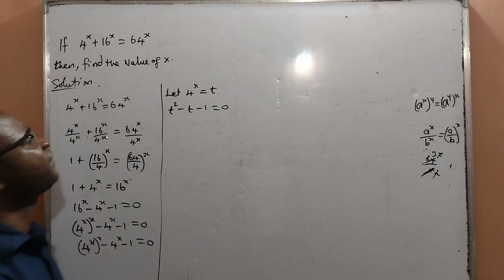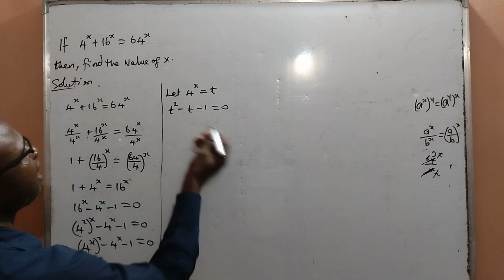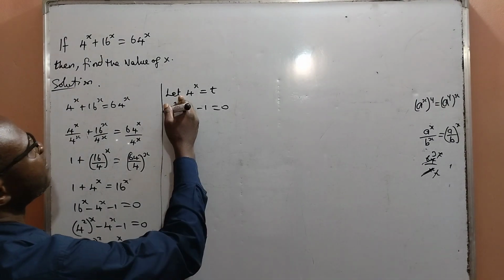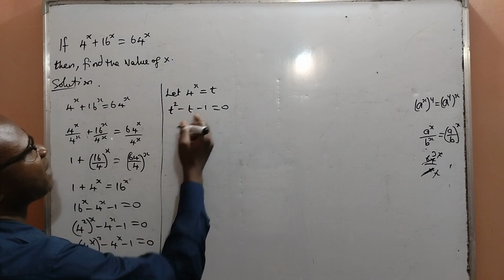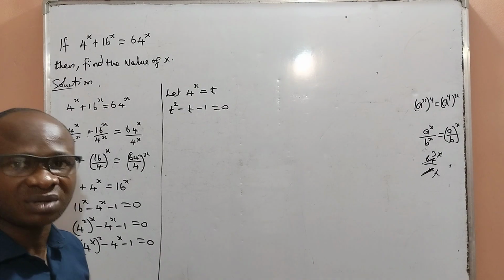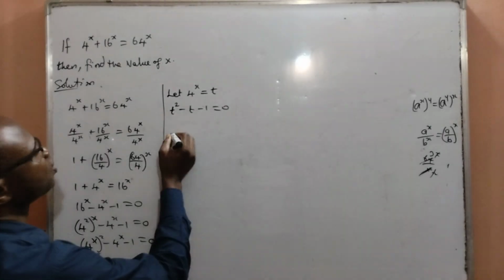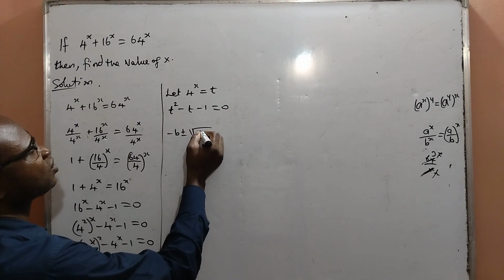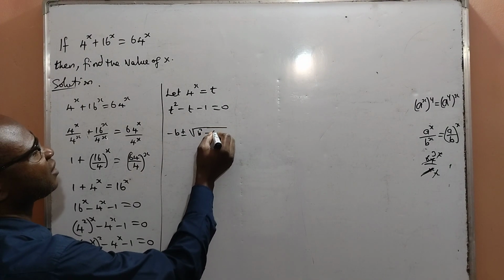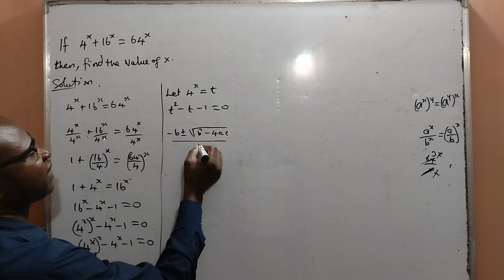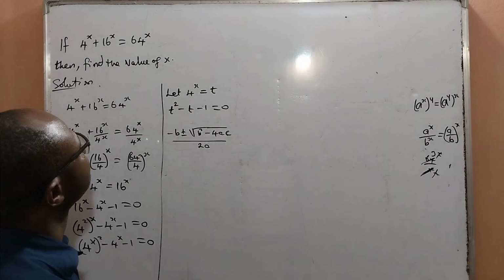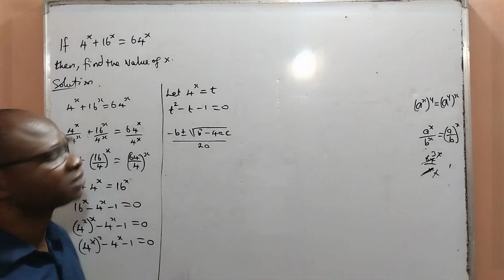Alright, moving forward, let me use the general quadratic formula to solve for t raised to the power 2 minus t minus 1, because it is a quadratic equation. And that means the general formula says that minus b plus or minus the square root of b squared minus 4ac all divided by 2a. That is the formula for solving a quadratic equation.